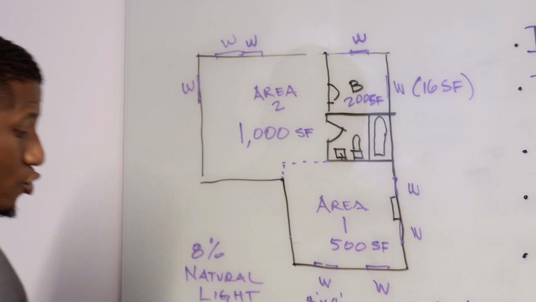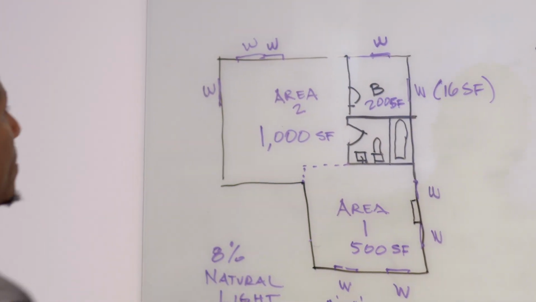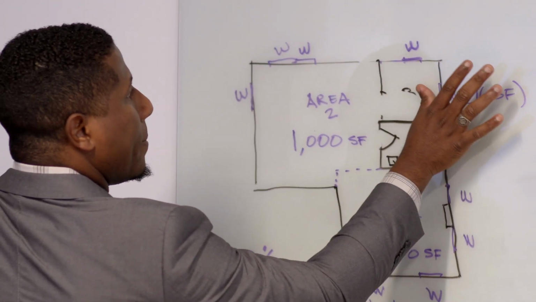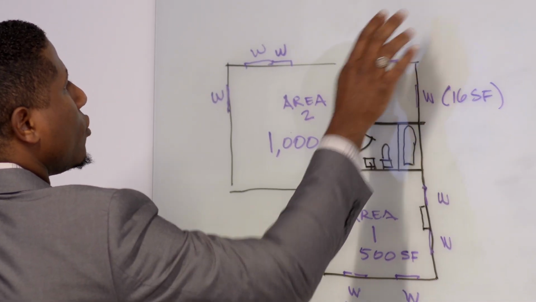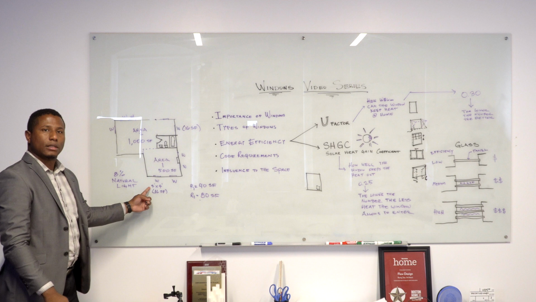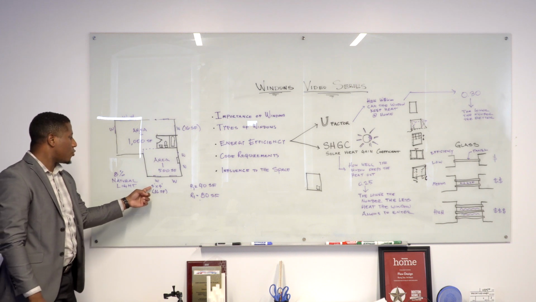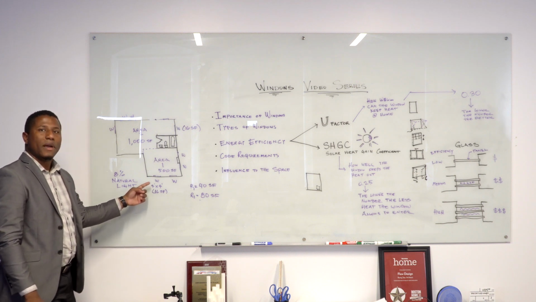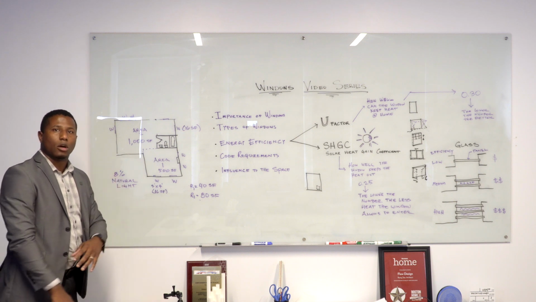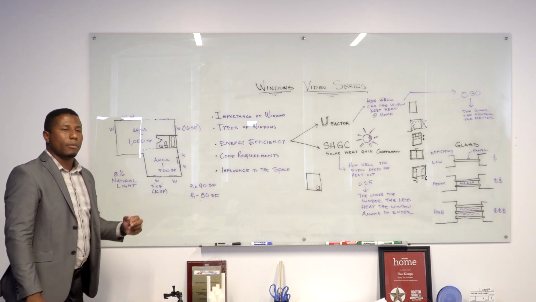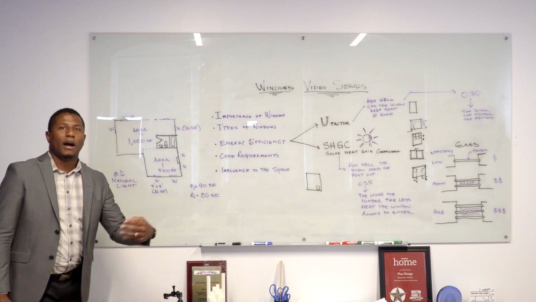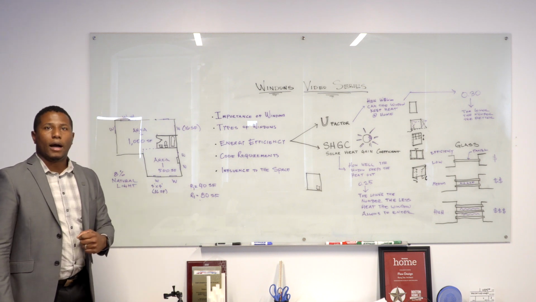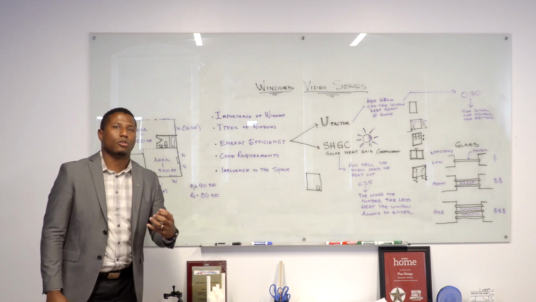Also, another thing that you could potentially do, sorry, I keep going back and forth, is if you don't have enough windows, you can increase the size of your window to gain that minimum requirement. You can say instead of a 4 by 4, maybe I do a 5 by 5. That will give me 25 square feet of natural light within that space.